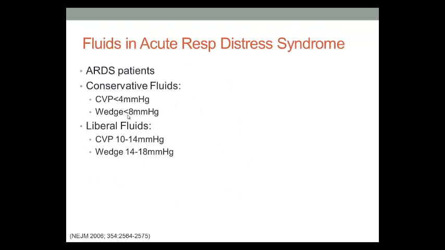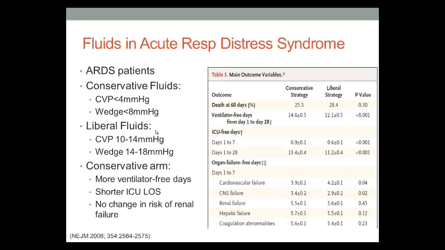And then this was another one looking at the ARDSNet group, and you've seen this trial before, right? This was talked about for the boards and everything like that. Conservative versus liberal fluids. Those who got conservative fluids, meaning a CVP less than 4 and a wedge less than 8, had shorter ICU length of stay, more ventilator-free days. So just a couple of the many papers out there showing that too much fluid is bad.